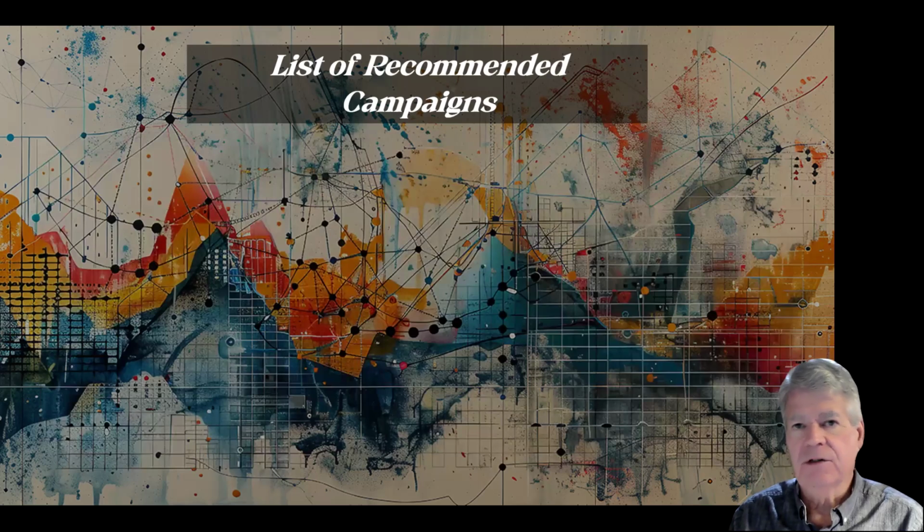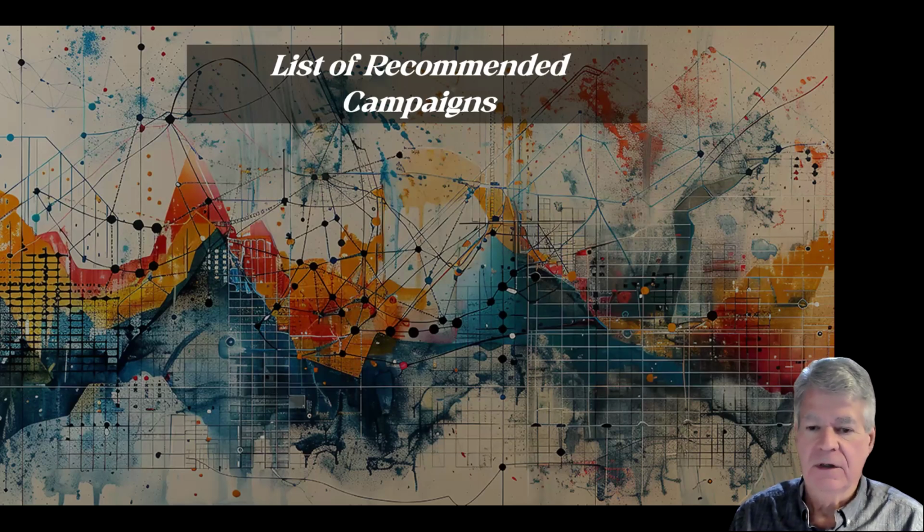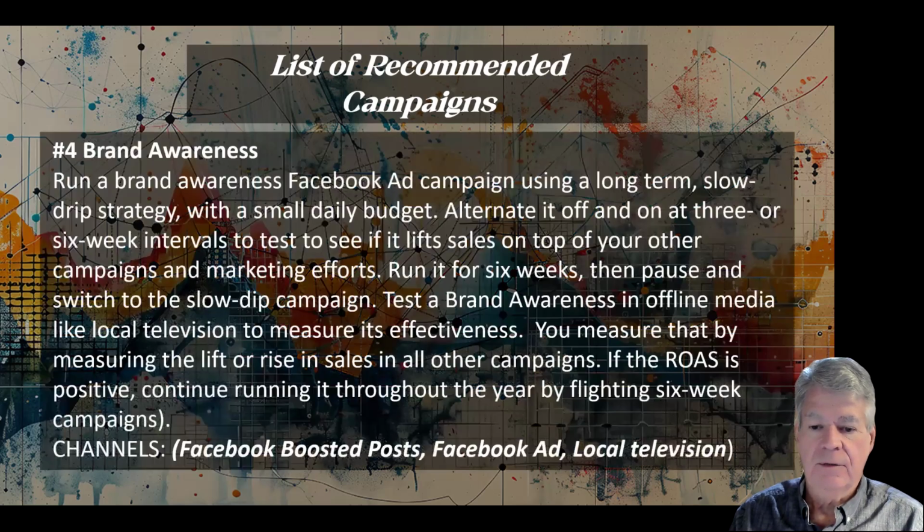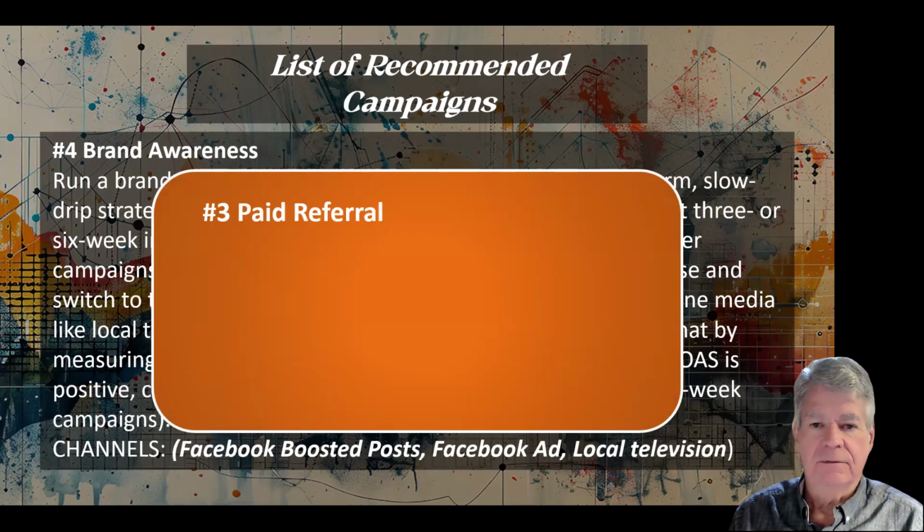Each campaign recommendation includes best practices unique to using that type of campaign in that business model and a list of recommended channels. In this case, these include Facebook boosted posts, Facebook ads, and local television ads. If you have the budget, you can test all the marketing channels in your area over several years. You can see all the recommended campaigns when you download the Quick Start Marketing Strategy for your business model. For local home services, these include paid referral, brand awareness, organic referral, word of mouth, online search, and product sale.